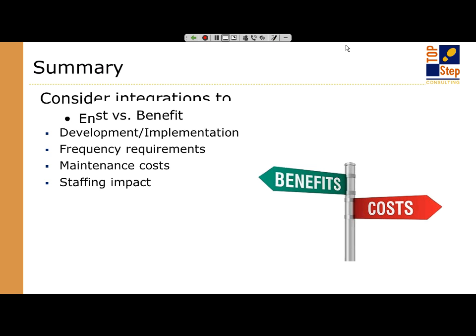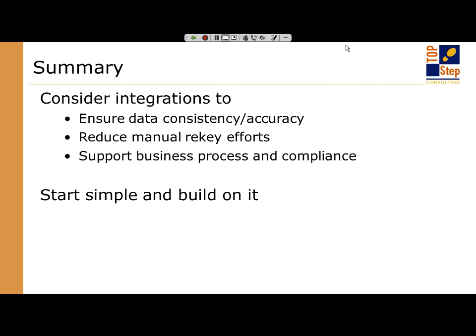So consider the integrations with your PSA. There's a lot you can integrate with a PSA, but that doesn't mean you have to integrate everything. Integrate what makes sense, because you really want to focus on data accuracy and consistency, reducing manual rekey efforts, and some of that also will help with your business process and your compliance, like communication and having people understand what's coming and when it's coming.